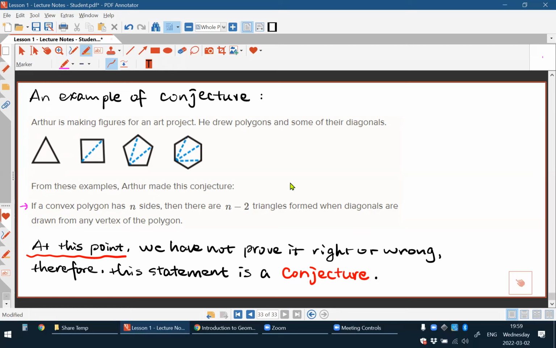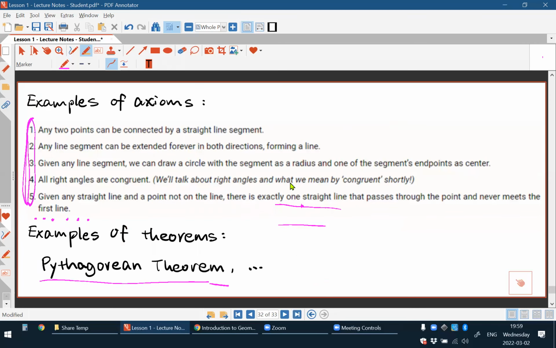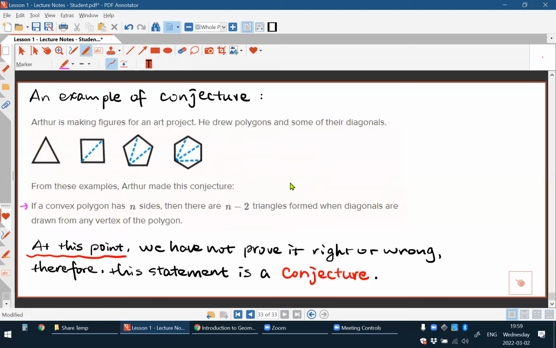Okay. So basically, you need to know the difference between axioms, theorems, and conjectures, okay? Widely accepted truths are called axioms. From axioms, we can prove some statements. These proved statements are called theorems, right? And any statement that hasn't been proved right or wrong is called a conjecture at this point, right?